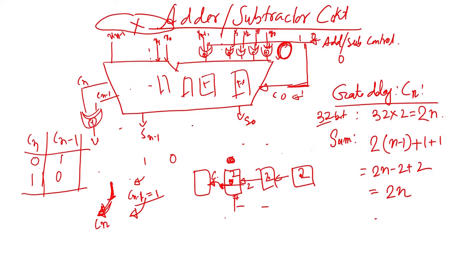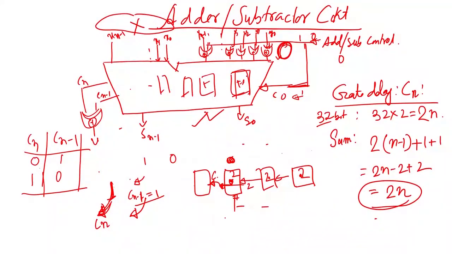So, in this particular circuit, the total number of gate delays will be 2n for the sum. For the carry out also, if you see carefully, it only passes through the full adders, not through the XOR gate outside at this position. Therefore, the total gate delay for sum and carry will be 64 for 32 bits. But 64 gate delays is quite huge for only adding two 32 bit numbers.